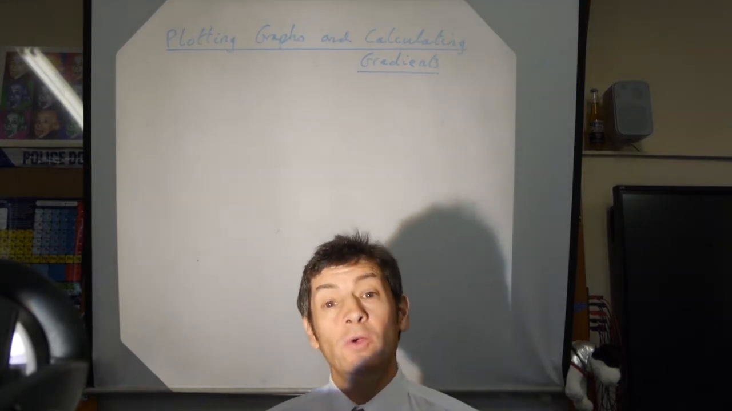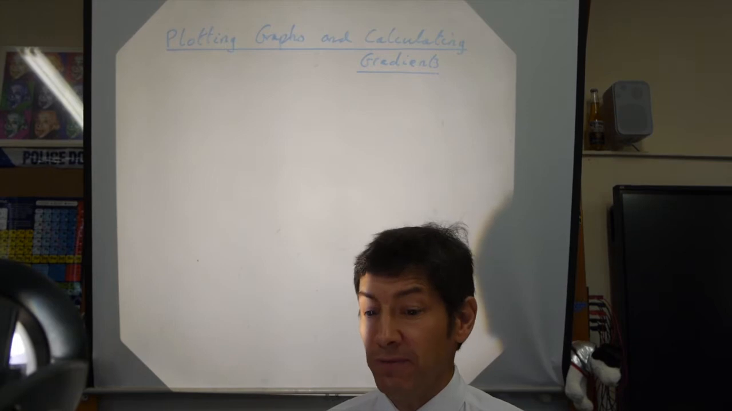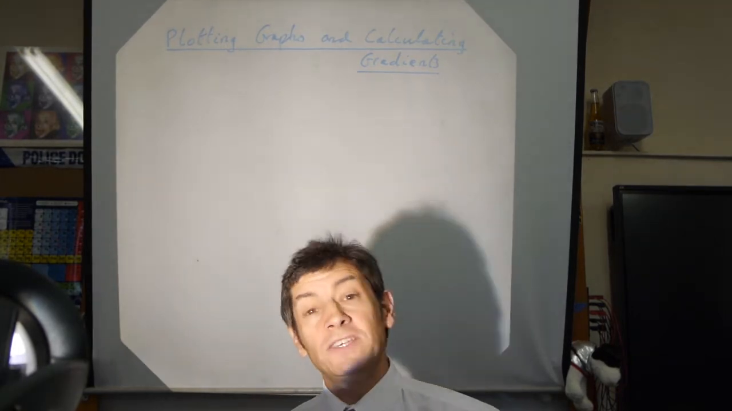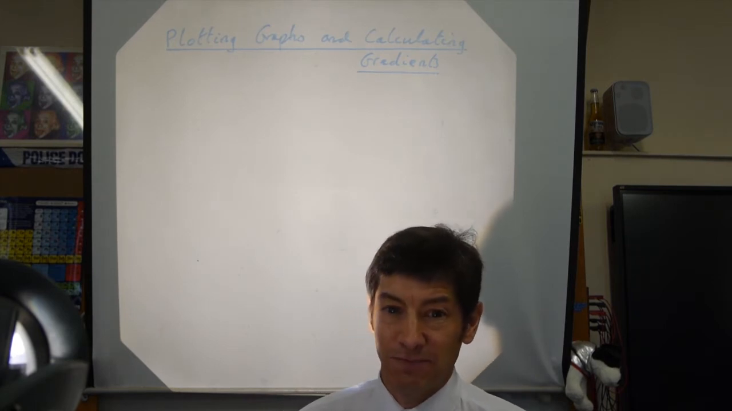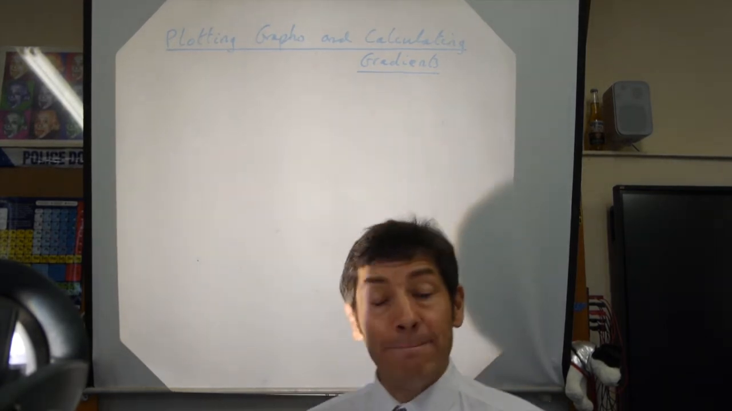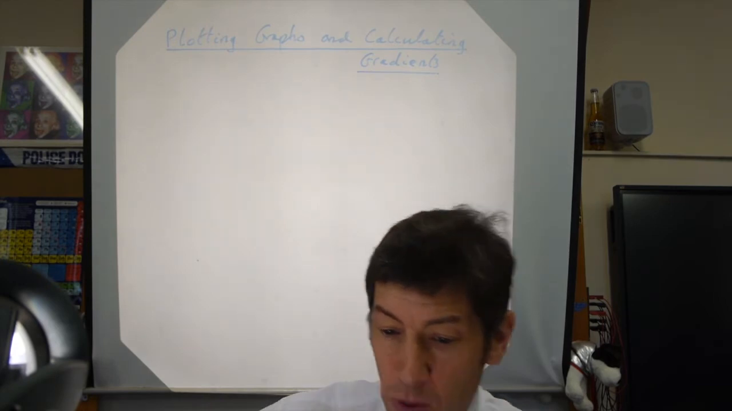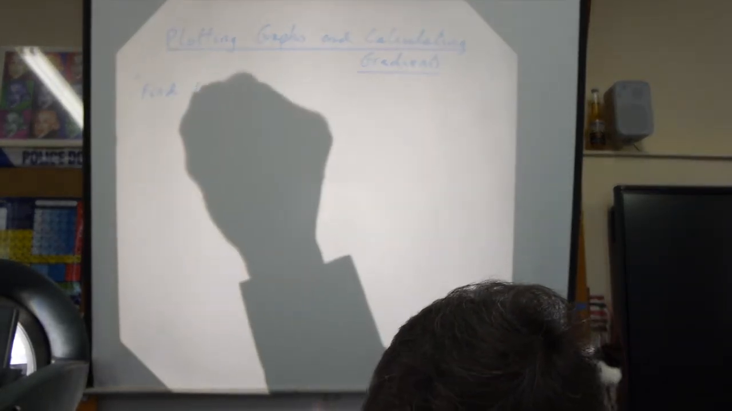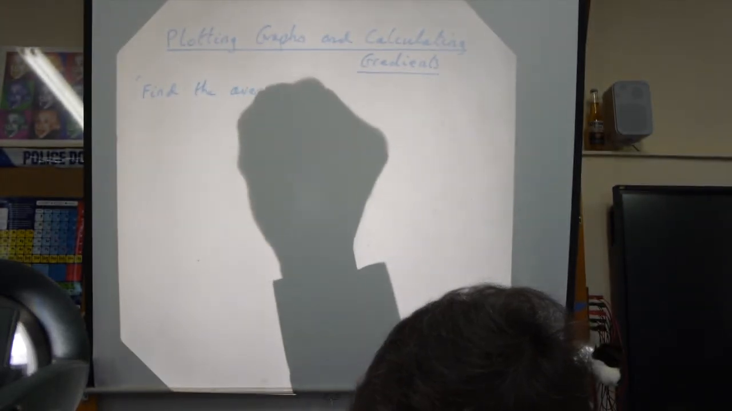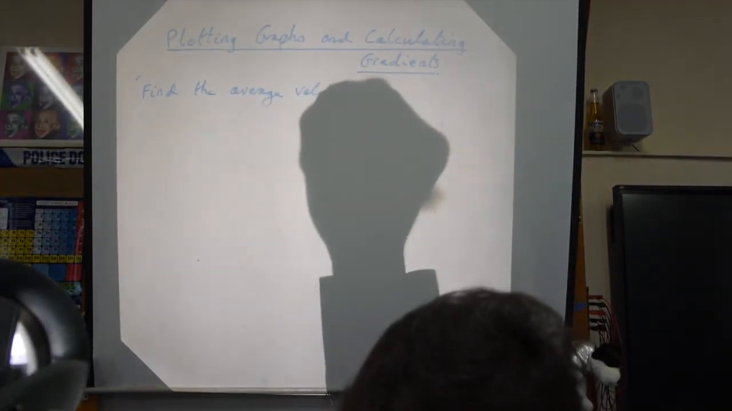We want to show how data changes, and sometimes the gradient of the graph, or even the area under the line, has some meaning in physics. So what I thought we'd do is imagine an experiment where we want to find the average velocity of something.